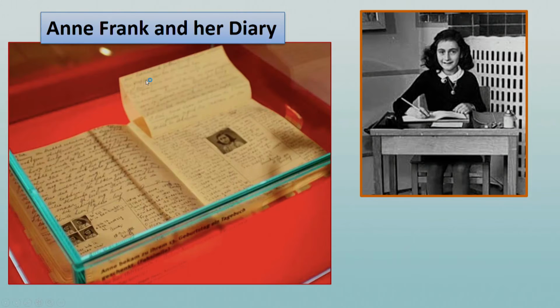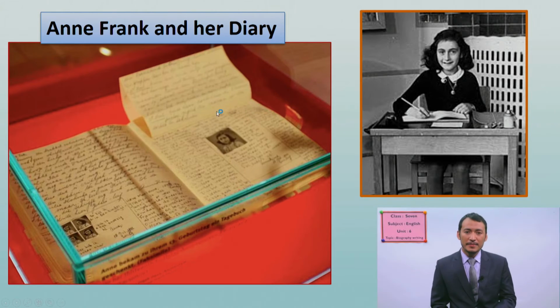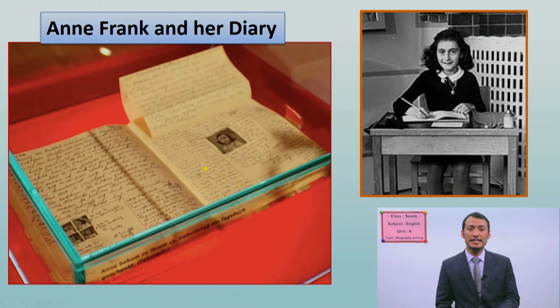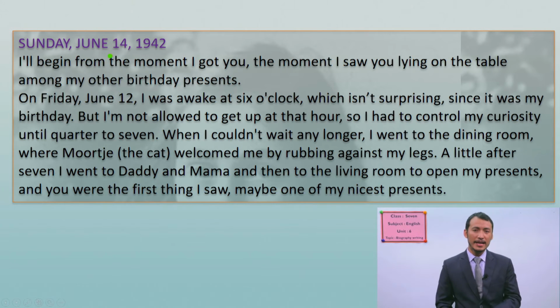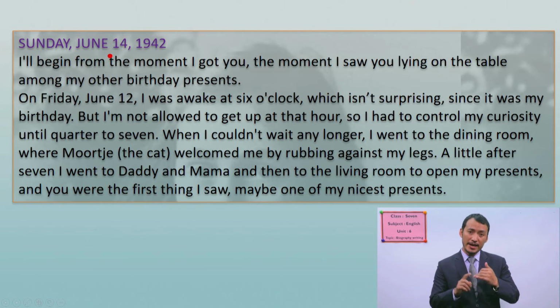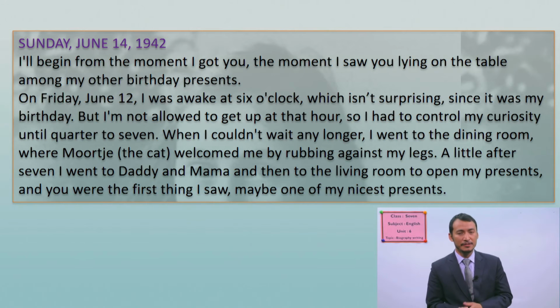Now this is, for your information, the real diary that Anne Frank wrote, and it is kept in a museum. Okay, it is protected here. You can see her handwriting, and this is her picture. Okay, now I'll show you the page that she wrote. Okay, this is the first entry in her diary. She was writing in her diary that was given to her on her 13th birthday.